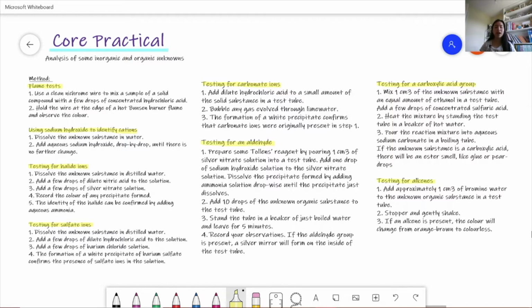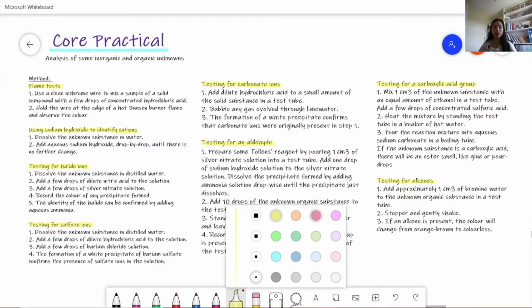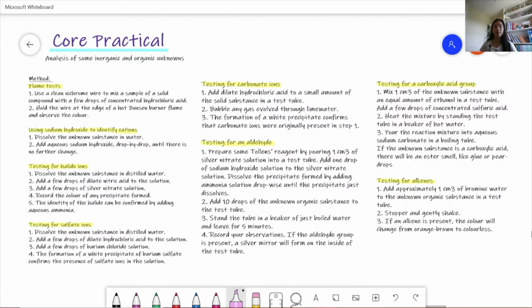Then finally, testing for alkenes, we add approximately 1 cm³ of bromine water to the unknown organic substance in a test tube, and then we put a stopper in it and then gently shake. And if an alkene is present, then the colour will change from orange-brown to colourless. So we're going to have a further look into all of these tests.